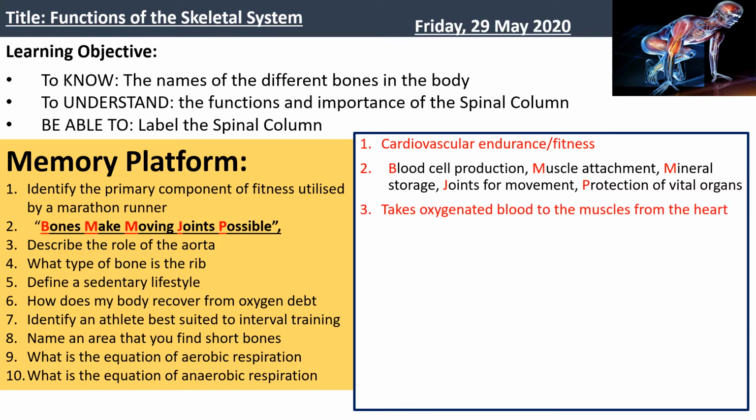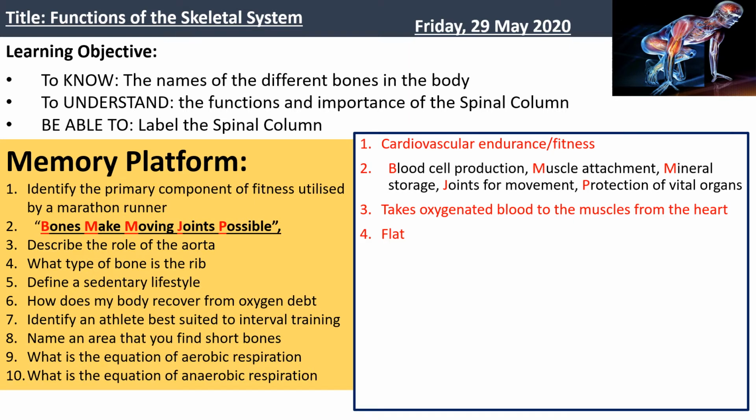Question 3. What is the role of the aorta? Well, this is to take oxygenated blood to the muscles from the heart. It's a big artery that leaves the heart and takes the blood to the muscles for exercise to deliver all that nice oxygen so we can hopefully exercise aerobically, deliver that oxygen to those muscles and the rest of the cells in the body. 4. What type of bone is a rib? Well, a rib, of course, is a flat bone. Okay, protects our internal organs such as our lungs and our heart.